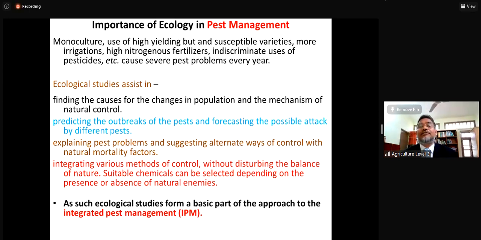Sometimes we call an insect a pest because that insect is doing some harm to us directly. A mosquito is a pest because it takes blood from our body. Mosquitoes transmit diseases, malaria, dengue. A mosquito is a pest because it is doing harm. So if someone does such harm, that insect is called a pest.